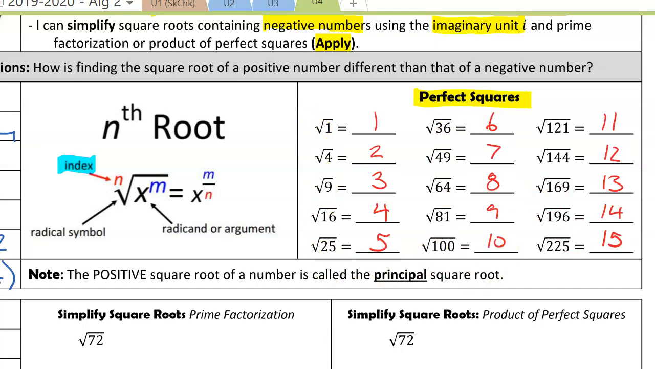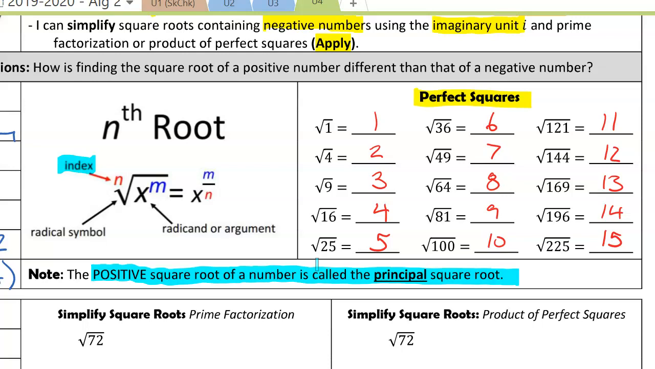For instance, the square root of 16 we should know is 4. The square root of 144 is 12. The square root of 64 is 8. These are values that we should be familiar with. Now, I would like to note that the positive square root of a number is called the principal square root. Notice on each of these, we default to the principal square root, so my answers are positive. We will talk about adding a plus or minus in a future lesson, but right now we're looking for the positive principal square root.